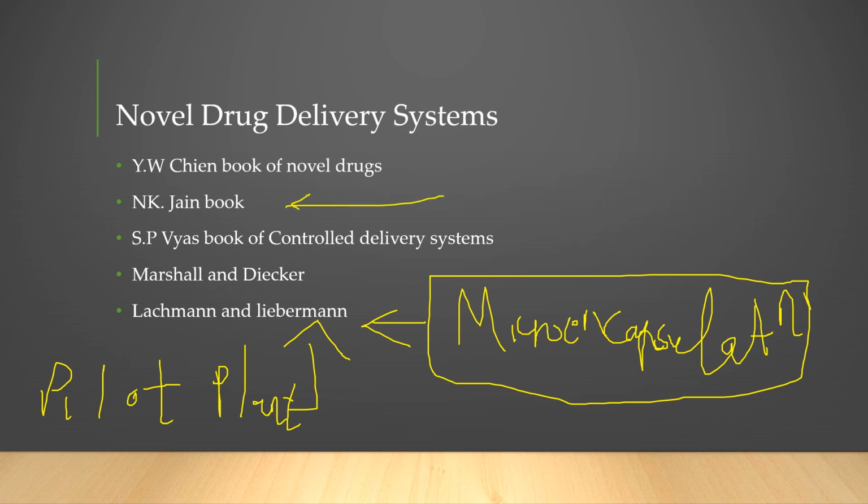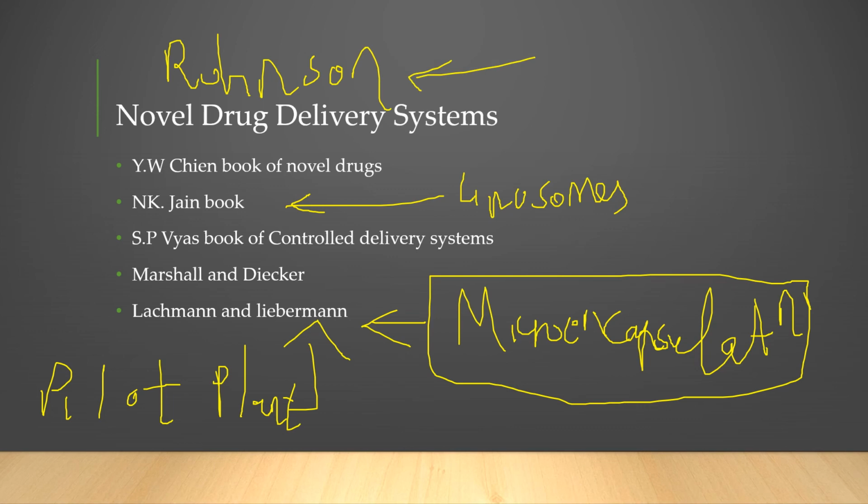In NK Jain, liposomes are given in a very proper manner. Even there's one more book that I have not mentioned here, but I strongly recommend that book for controlled release. That's Robinson. You have to refer to this book for controlled release. Like all the sustained, modified, delayed, prolonged, extended. Next you have the book by NK Jain and SP Vyas. SP Vyas is again for controlled drug delivery system, very properly given in this book.